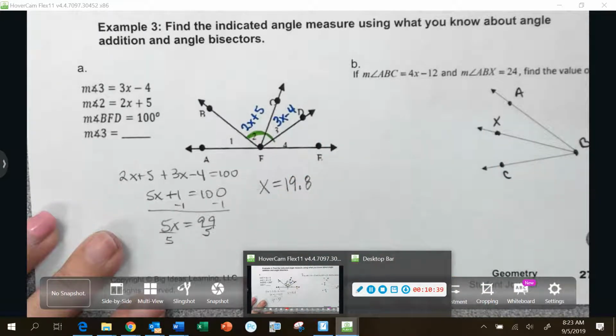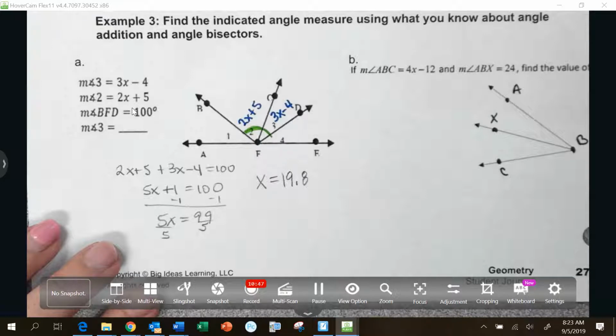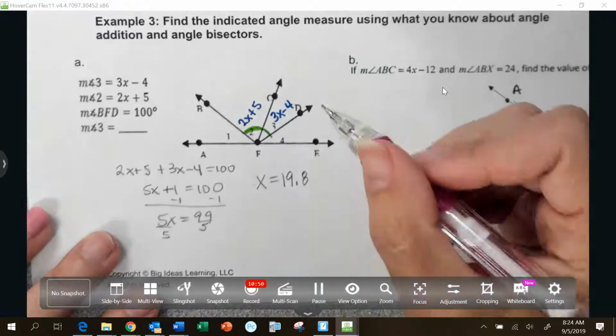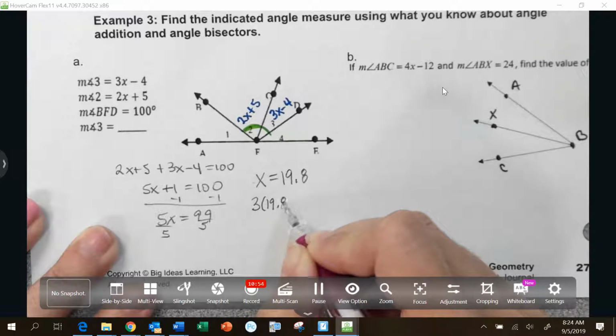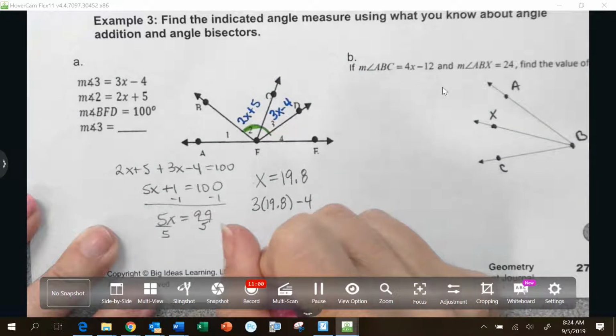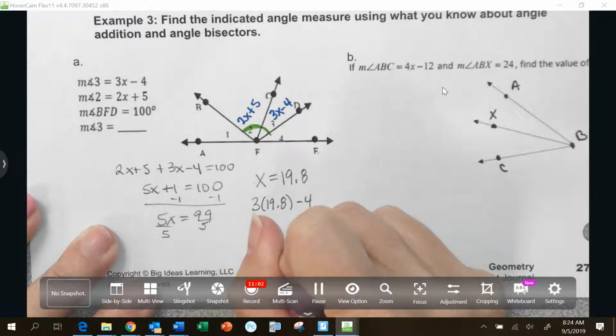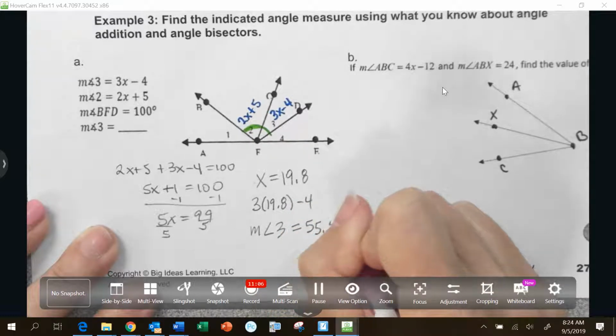Is that my final answer? Nope. It's not my final answer. Why? Because what's it asking for me to find for my final answer? Angle 3. So I'm going to substitute 19.8 times 3 minus 4. Measure of angle 3 is 55.4 degrees.